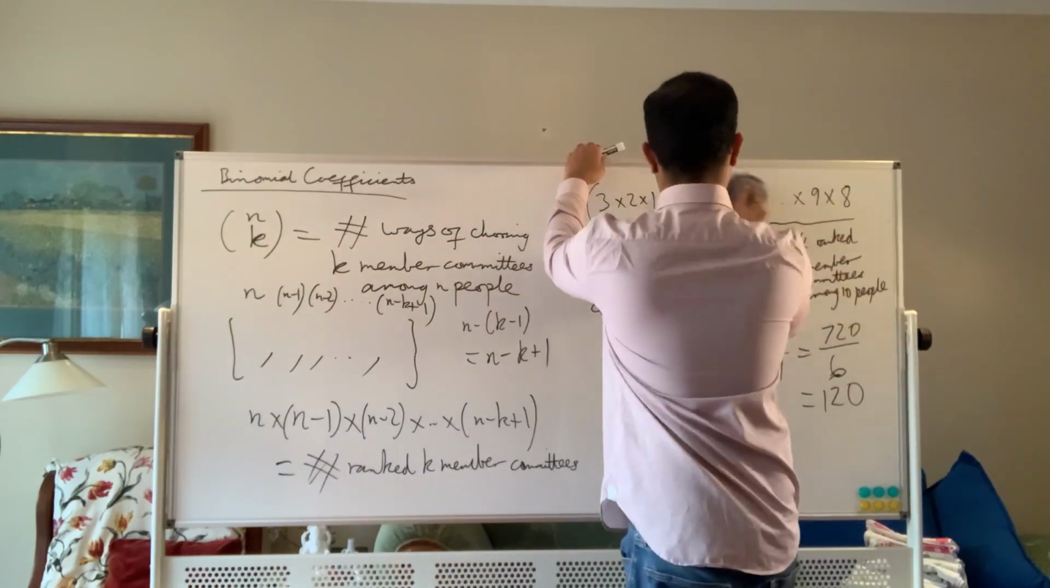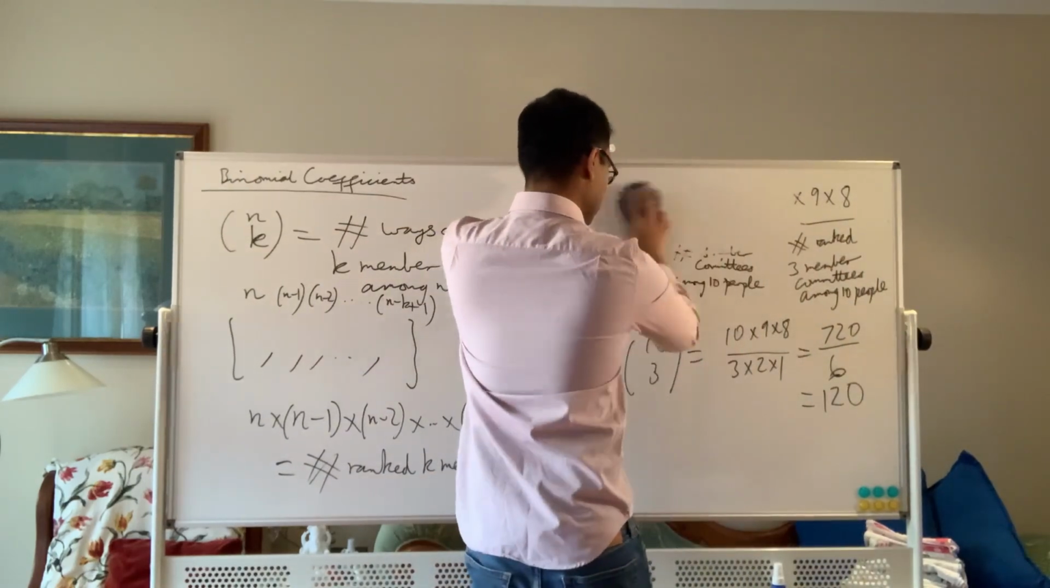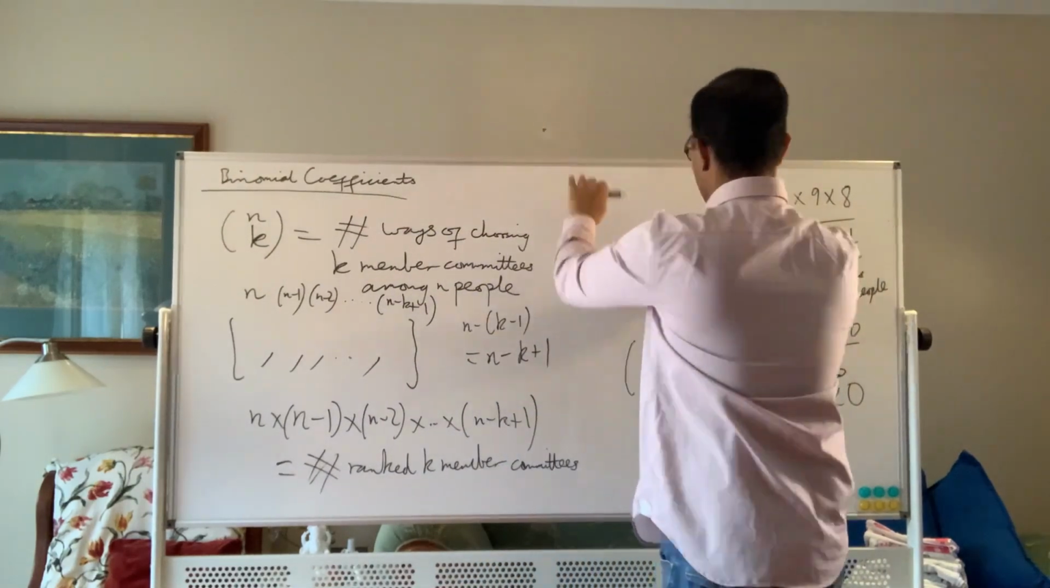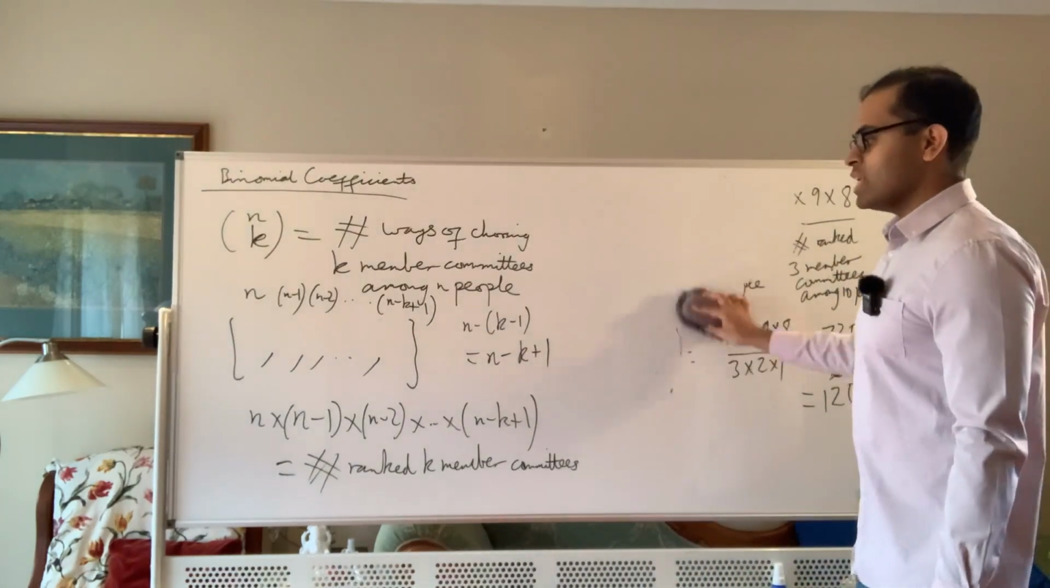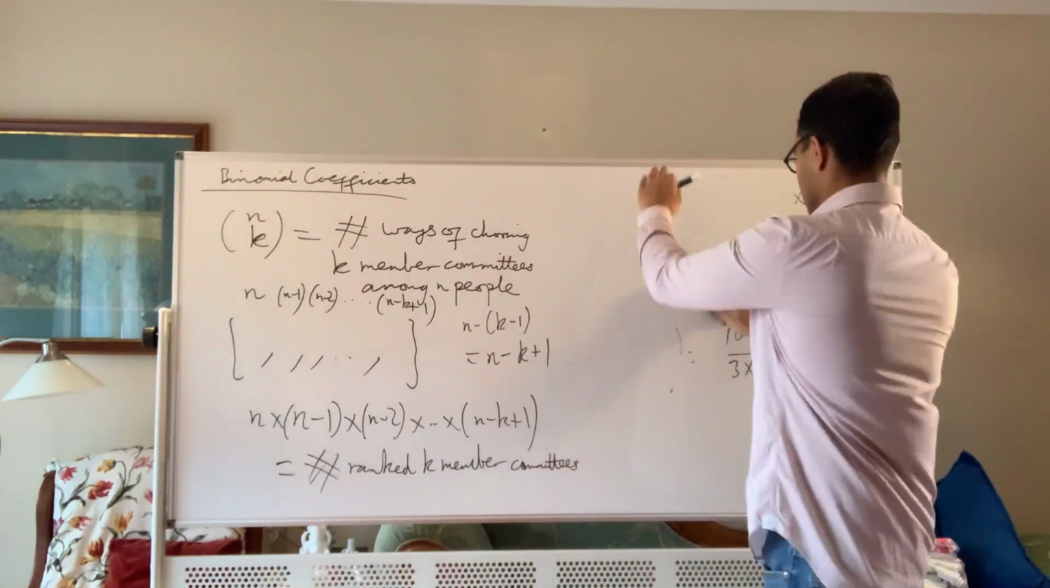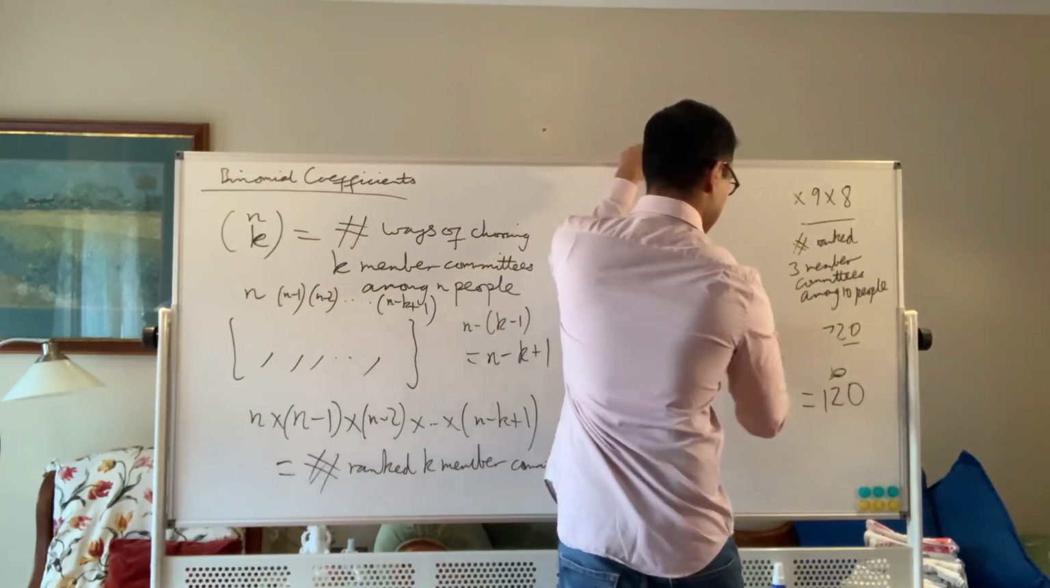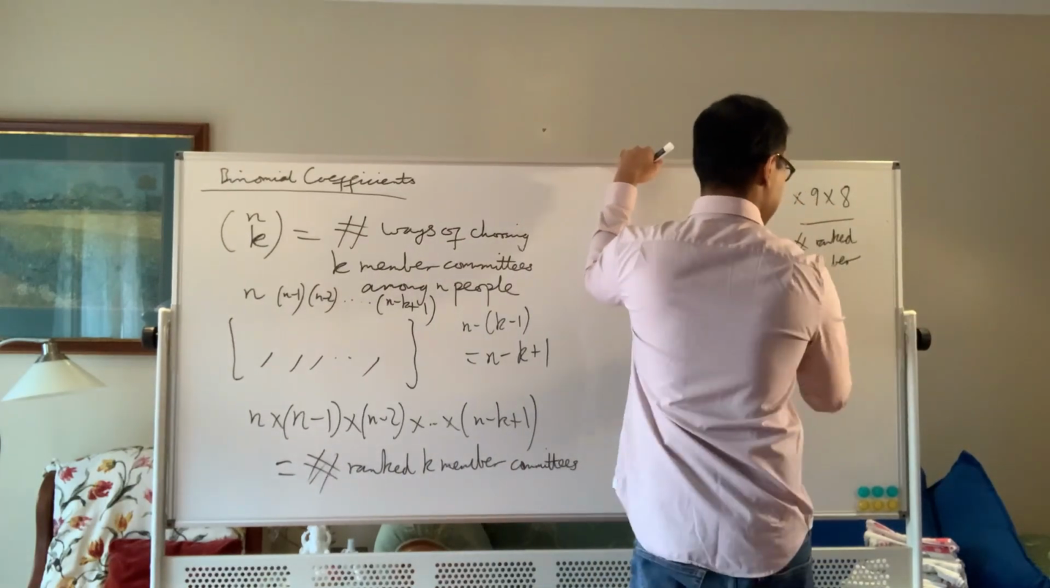So I'm going to now erase this. You can check, when k was 3 and n was 10, it was 10 times 9 times 8, n times n minus 1 times n minus 2. But this is a general expression for what that is.